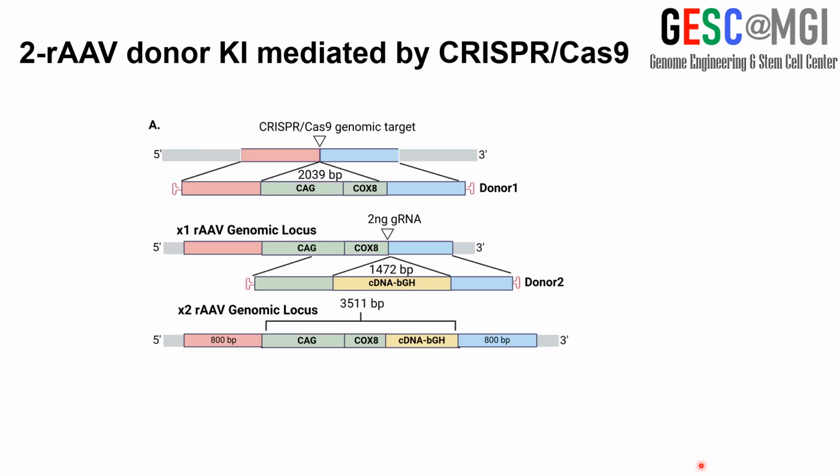So to knock in even larger cassettes, we can co-transfect with more than one AAV to exceed the packaging limit of a single donor. And so this is a sequential targeting strategy where there's not just one guide RNA cut site, but there is a second guide RNA cut that happens after the first donor integration. And this facilitates the second donor integration event, so that now we have 2 AAV sequential knock-in events in a single reaction. And so for this next example, we're going to be profiling this 3.5 kb knock-in with 800 base pair homology arms.